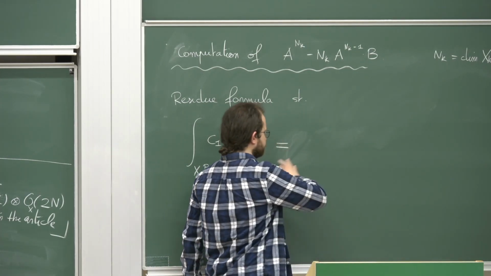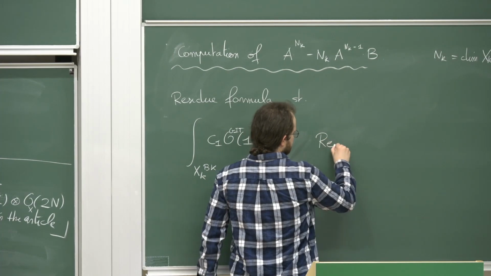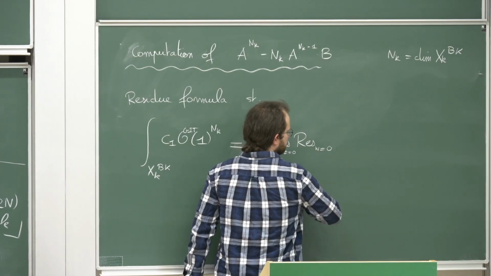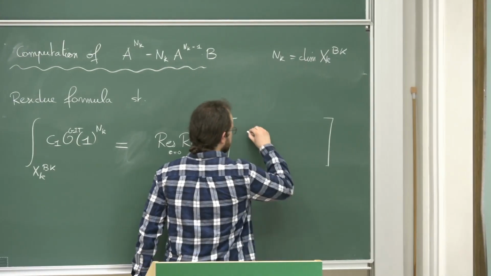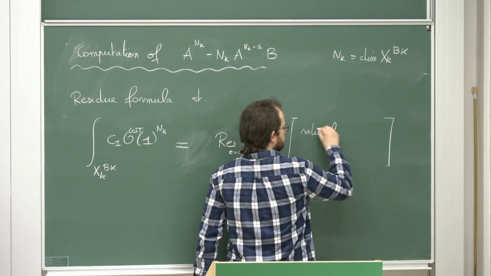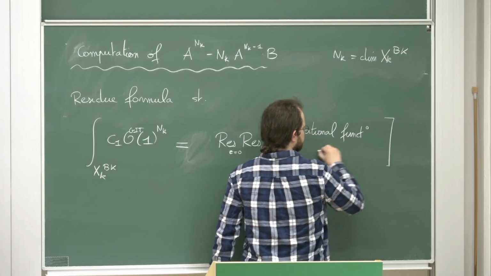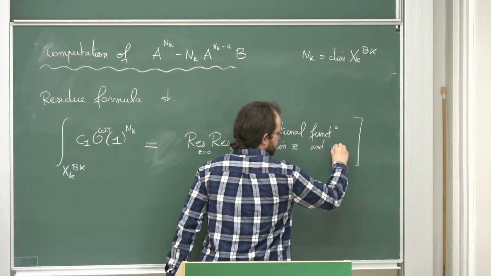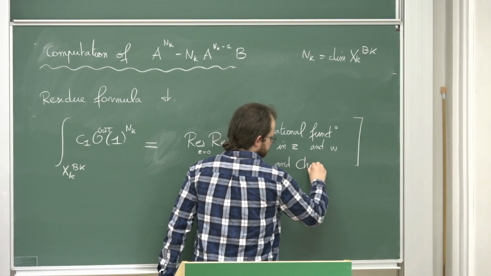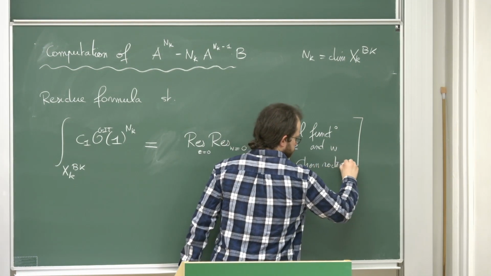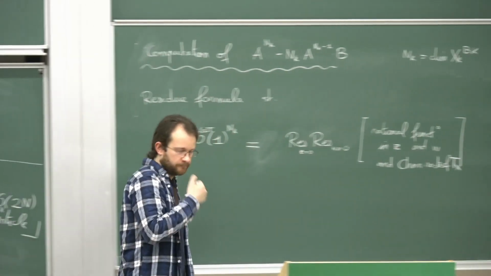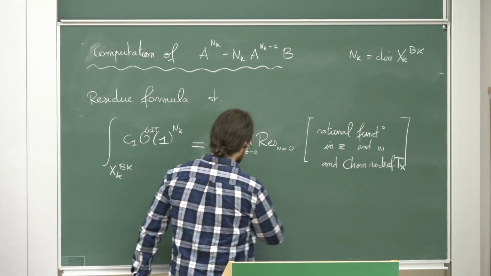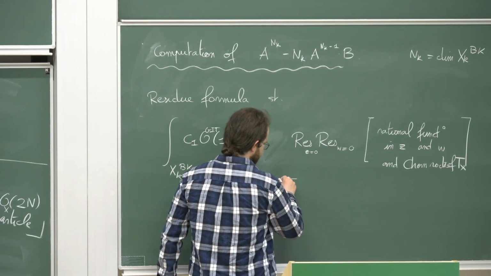I will not write down the complete formula, but I will just say that it is a two-step residue of some rational function in the formal variables z and w, and the Chern roots of the tangent bundle. And if you compute the residue, you can rewrite the formula as follows.